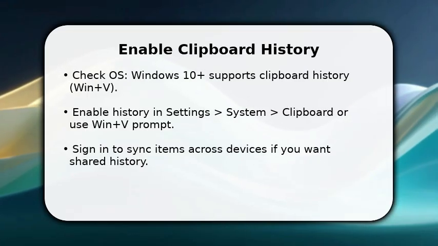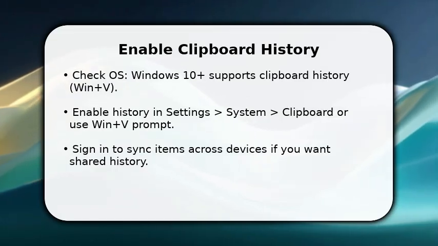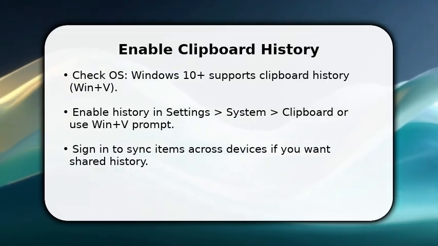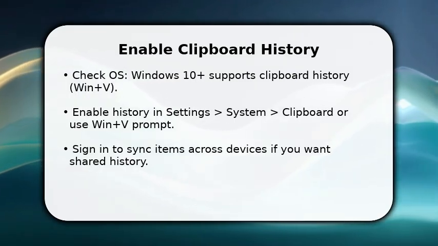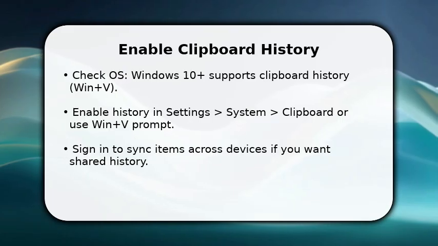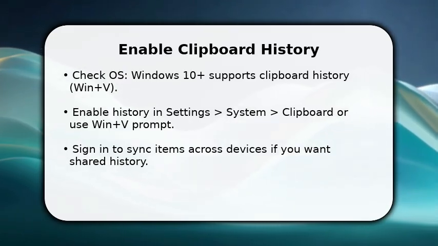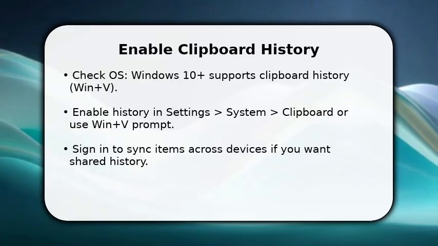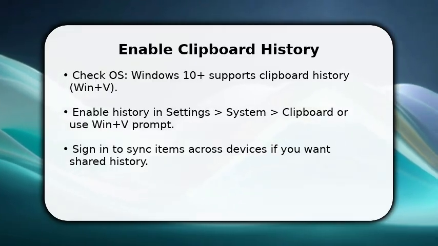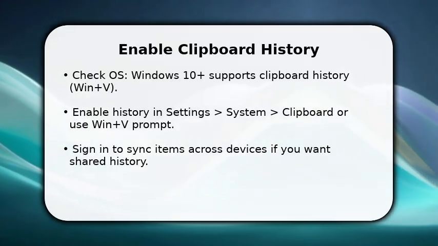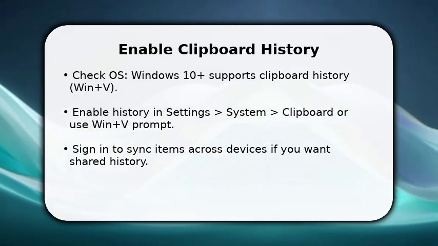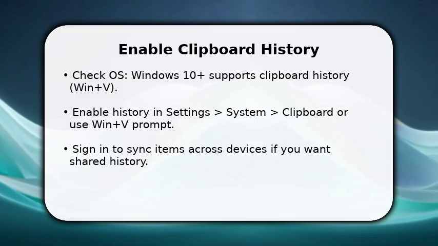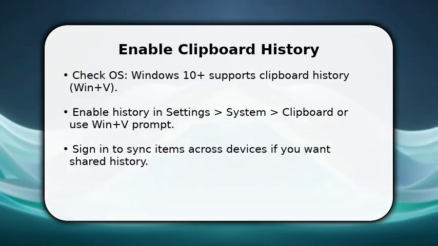You start by turning the clipboard history on so previous copies are saved. On Windows, press Win+V and follow the prompt to enable history. In Settings, System, Clipboard, make sure Clipboard History is on. Once done, sign into your Microsoft account to sync if you need items across devices. This step matters because without it, the system only keeps the last copied item, so enabling history is the only built-in way to access multiple past copies.